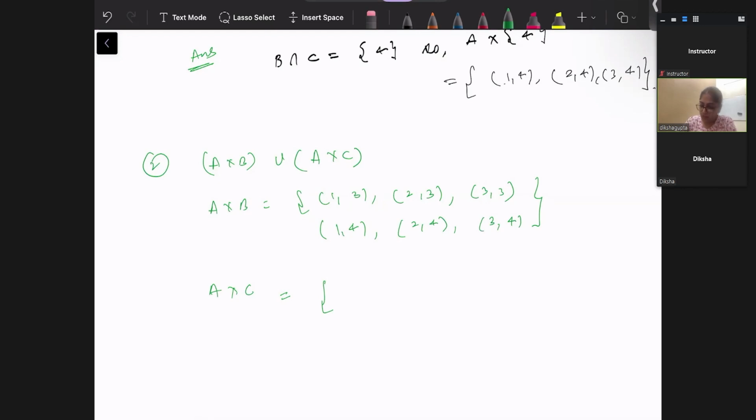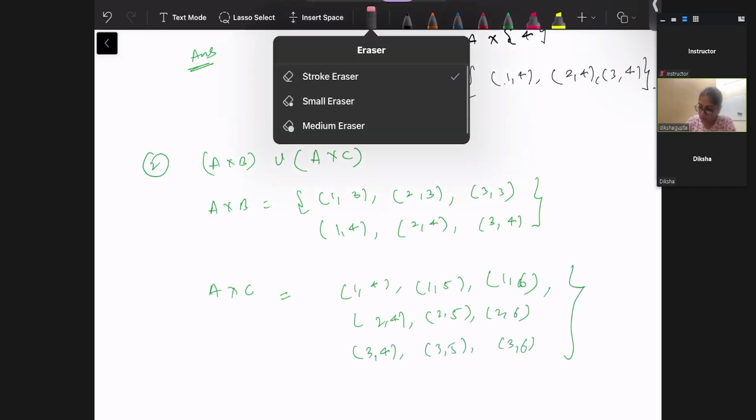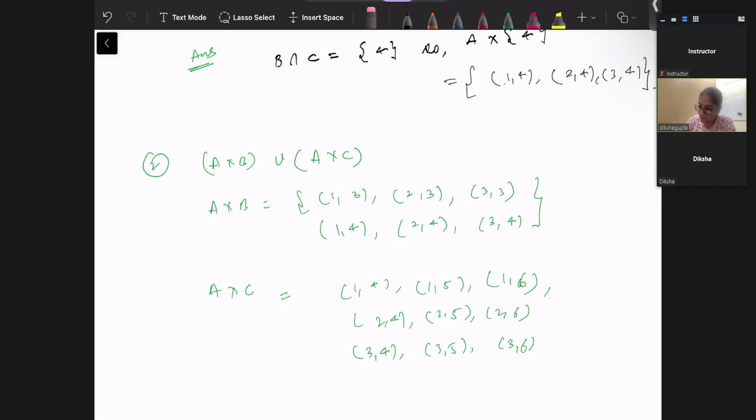there will be 9 elements. You can just calculate: 1 comma 4, 1 comma 5, and 1 comma 6. Then 2 comma 4, 2 comma 5, 2 comma 6, and 3 comma 4, 3 comma 5, and 3 comma 6. So this is A cross C.